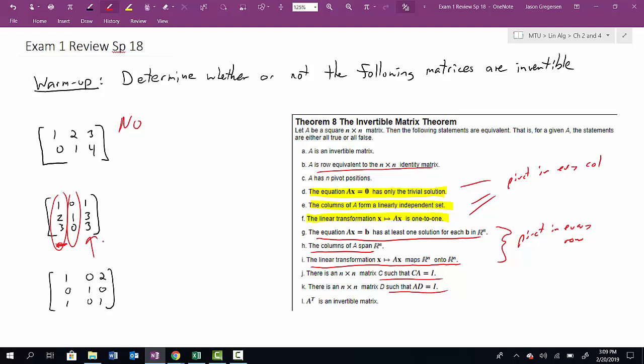They're linearly dependent. They are not linearly independent. Okay, so one of those statements is that the columns are linearly independent. But that is not true. That is false, which means all the statements are false for this n by n matrix. The matrix is not invertible. So I can say no, because the columns of A are not linearly independent.